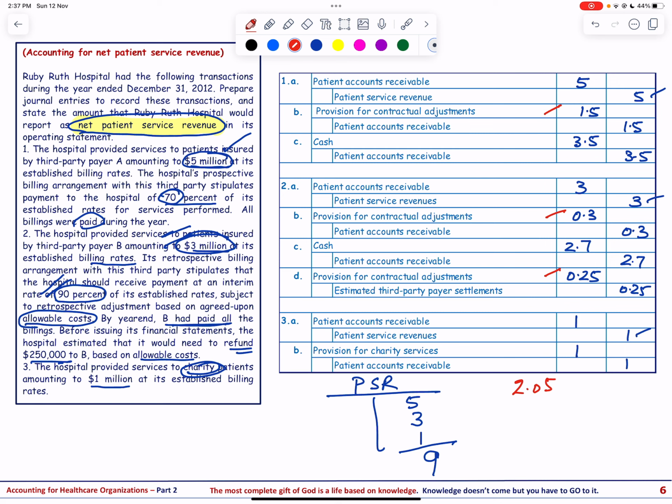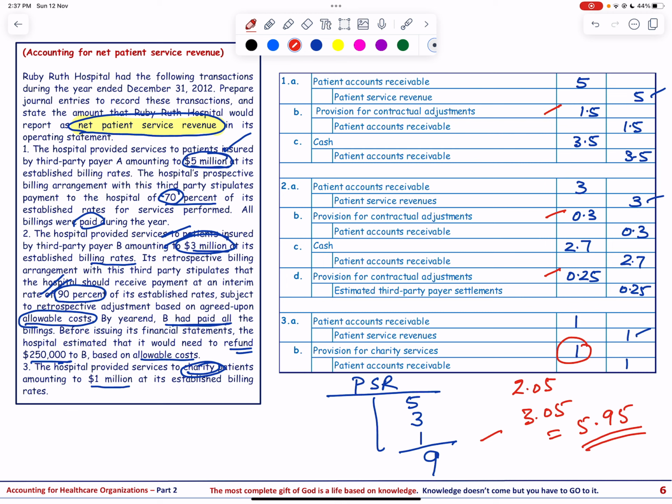So the net will be 9 million minus 2.05, and plus we also have to account for the provision for charity of 1 million. So the total will be 3.05. So 9 minus 3.05 will be 5.95 million. So the net patient service revenue will be 5.95 million. 5 million and 950,000.